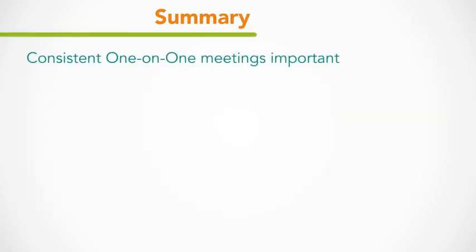In summary, consistent one-on-one meetings are so important, and things to remember, right? That the frequency of how often you meet with people has a lot to do with the needs of the business. You know that best. If you have a really, really fast-paced business, you might need to meet with folks once a week. If your business is in longer cycles, then you might be able to stretch that out to once every 2 weeks or once a month.